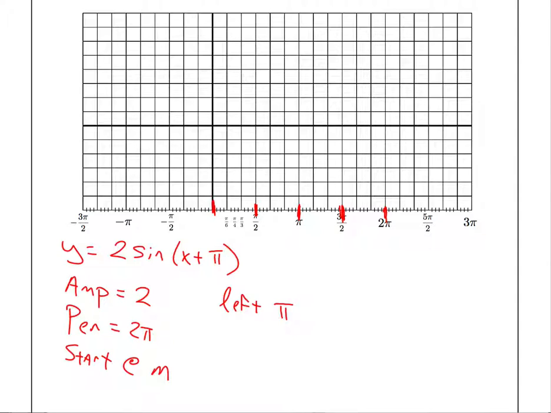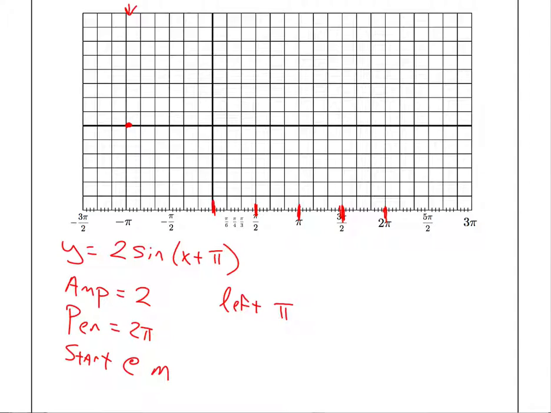We're going to start somewhere else. So in this case, it tells me we're going left pi. So instead of starting at the y-axis, where are we going to start? I'm going to start at negative pi. So right here, I'm going to let myself know that's where we're going to start. Once I have that, we graph it just like we did yesterday. This is my starting line. It tells me I need to start in the middle. So that means my first mark has to be there.